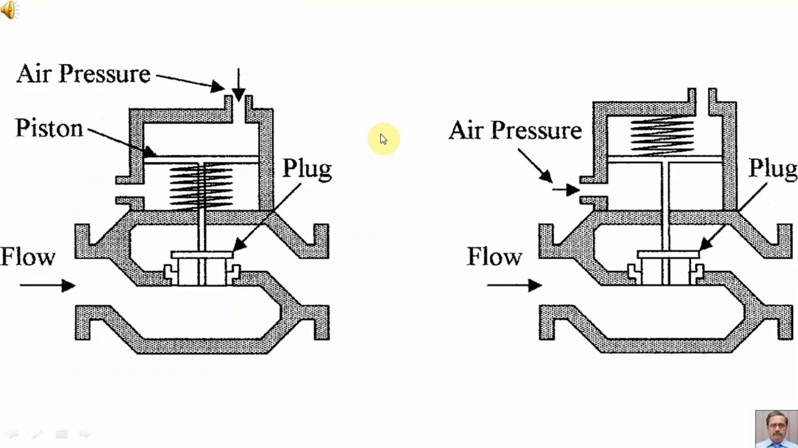The same diagram as shown in the previous slide, but slightly bigger for your reference. Here you can see that in this diagram the spring is at this position, and in the other diagram the spring is in this position. In this diagram air pressure is being given here, and in this diagram the air pressure is being given here. So you can see that in both the cases the pressure port and the spring position have been shifted.